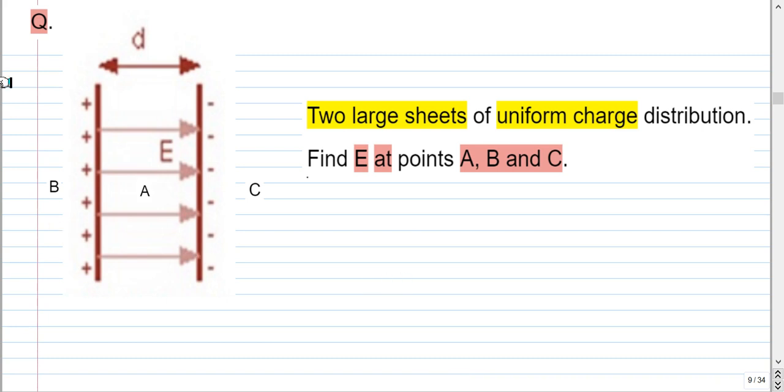Let's solve this question. Two large sheets of uniform charge distribution are here. One is positively charged, one is negatively charged. Find the electric field at points A, B, and C. You can pause and attempt this question.